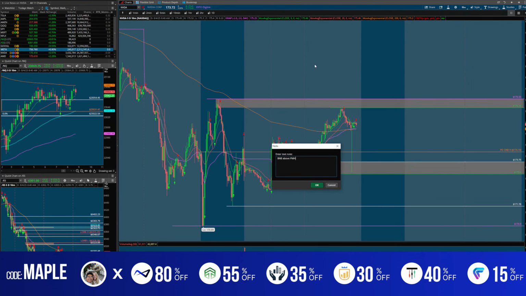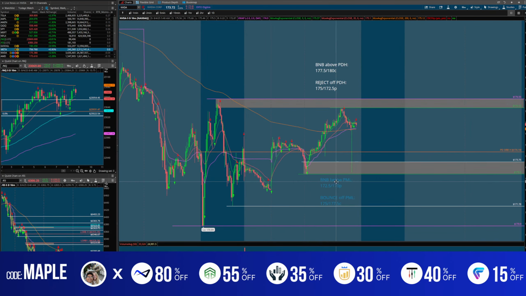Let's say breaking base above the previous day high. Let's watch the 177.5, 180 calls. Reject off of the previous day high, 175, 172.5 puts, okay? Breaking base below the pre-market low, 172.5, 170 puts. Bounce off the pre-market low, 175, 177.5 calls, okay? Getting video posted here.